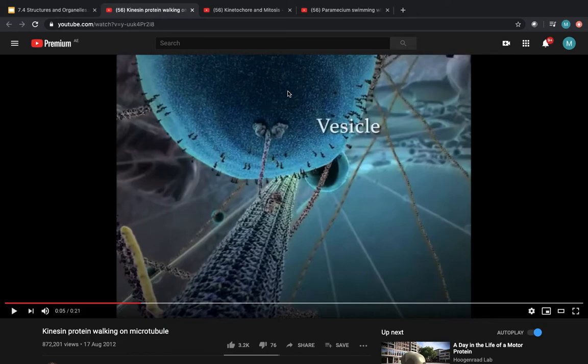So you see this structure right here. We're going to be talking a little bit more about it later on, probably next week. This is called a vesicle. A vesicle is basically a membrane which contains materials inside.